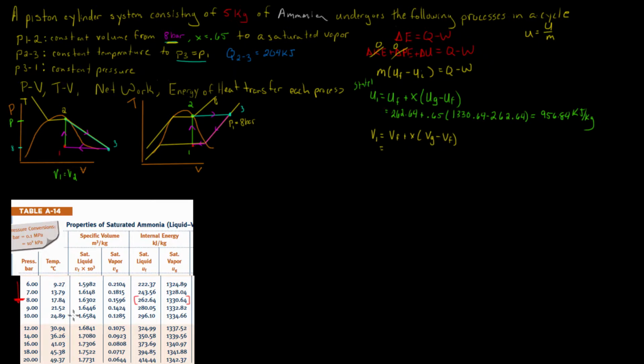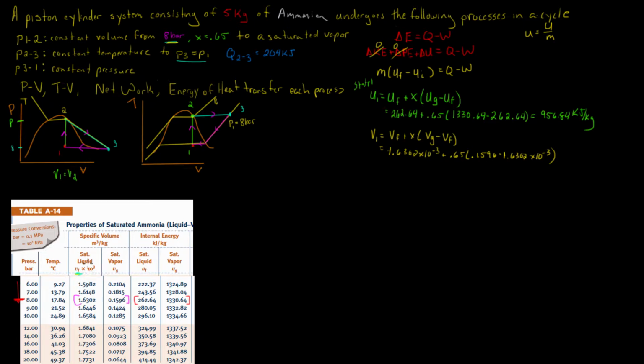So the two numbers we're going to be using are these two numbers. And this is going to be equal to 1.6302. In this table, we have to multiply it by 10 to the minus 3, plus our quality, which is 0.65, times the difference between these two numbers, 0.1596 minus 1.6302 times 10 to the minus 3. Now we multiply by 10 to the minus 3 because this table is reporting our actual value times 10 to the third.